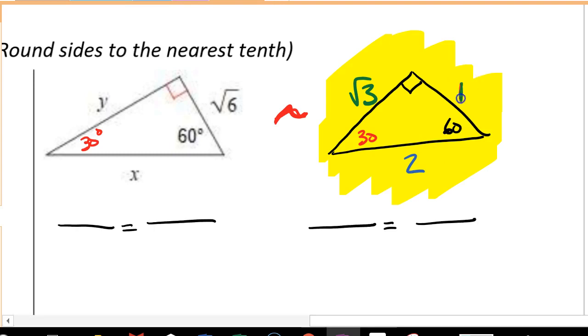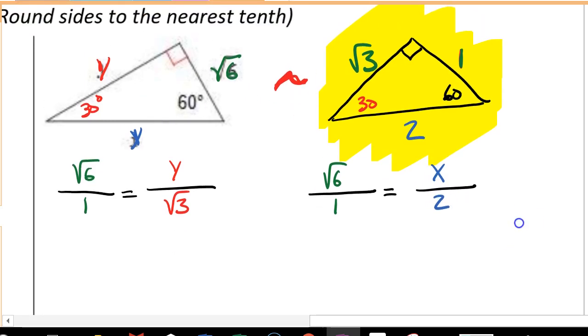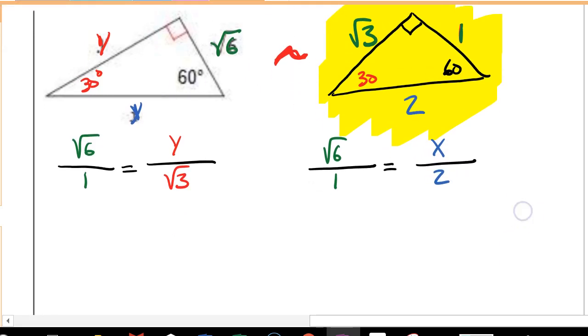The only sides that match up are 1 and square root of 6, in terms of they both have numbers, so square root of 6 over 1, square root of 6 over 1. We're now going to pair up our unknown sides. Y pairs up with root 3, y over square root of 3. And our unknown value of x pairs up with 2, x over 2. We can now cross multiply to simplify.